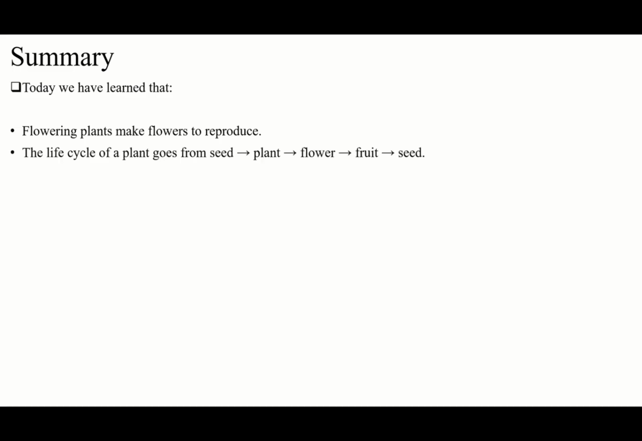Today we have learned that flowering plants make flowers to reproduce, to make the new generation, and the life cycle of the flowering plant goes from seed, plant, flower, fruit, seed again, like this, the cycle will continue. And some plants are non-flowering, like mosses, ferns, and pine trees.